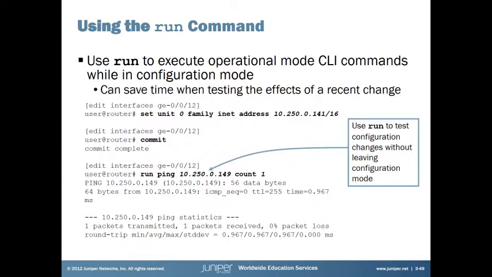This is something I've already shown you. Use the run command to execute operational commands in operational mode, CLI commands in configuration mode. So similar to the Cisco do command, Juniper uses run instead. So here we go, run ping, for example, while in configuration mode.